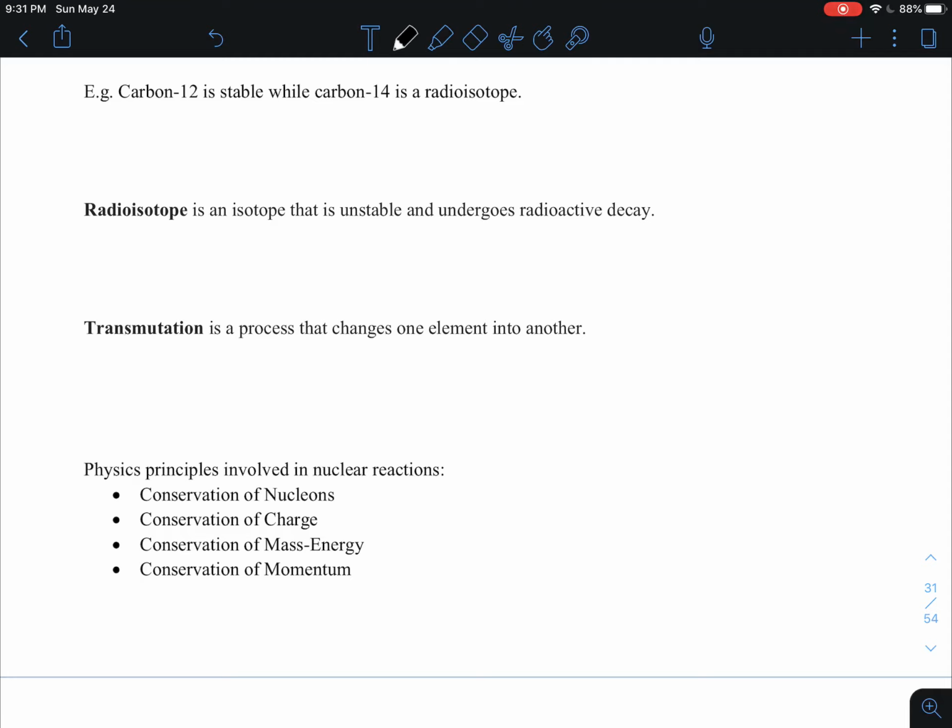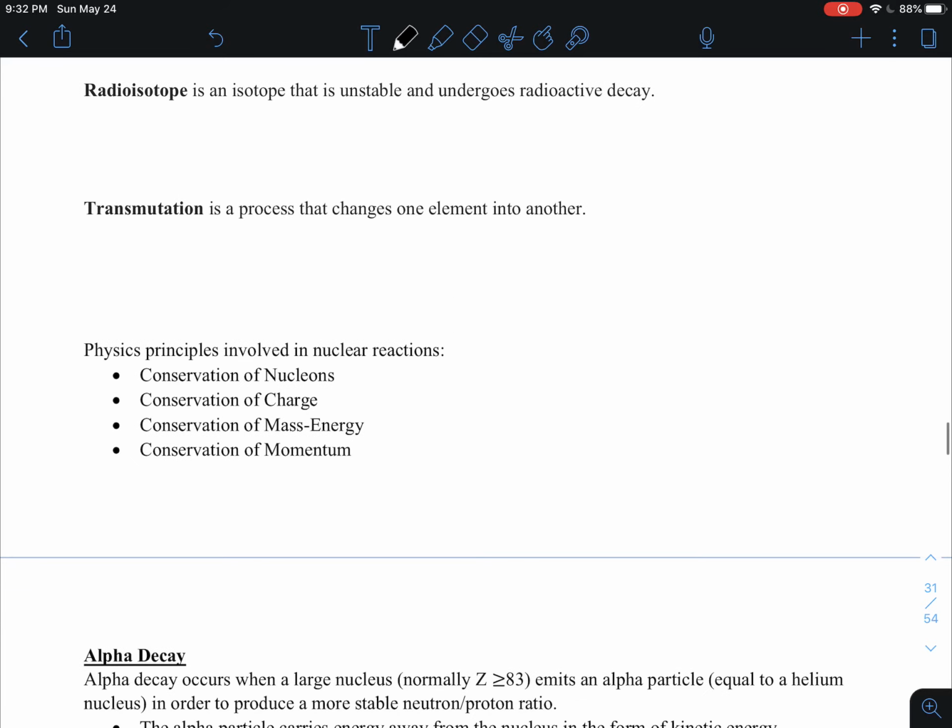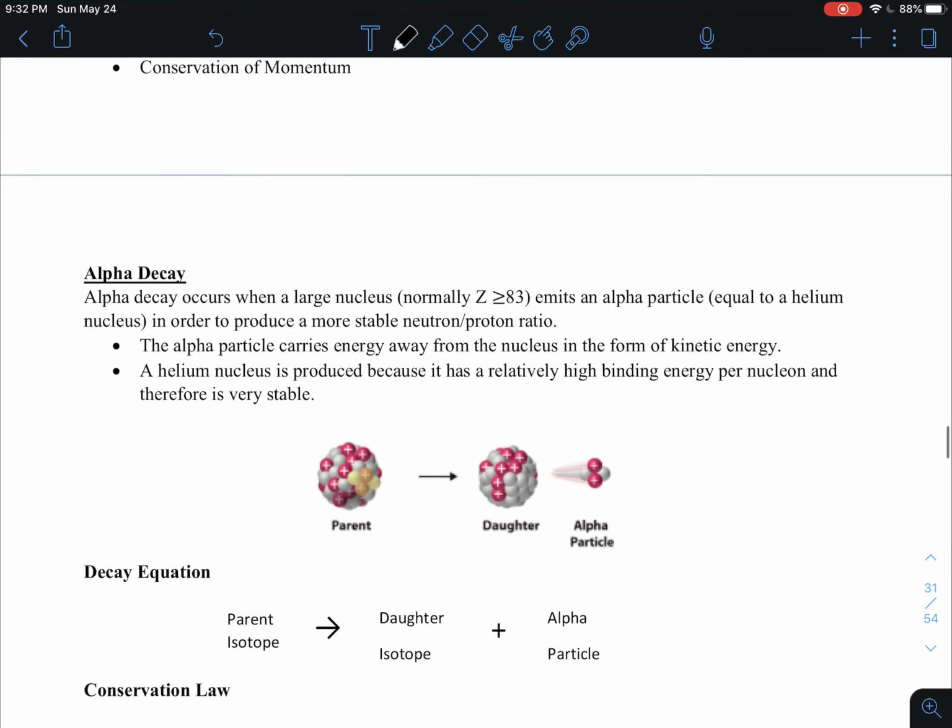So things that we always need to consider when we're looking at these types of reactions: did we conserve the number of nucleons? Is there a conservation of charge? Is the mass energy conserved? And is there a conservation of momentum? We'll talk about that a little bit more, but basically the first three for sure.